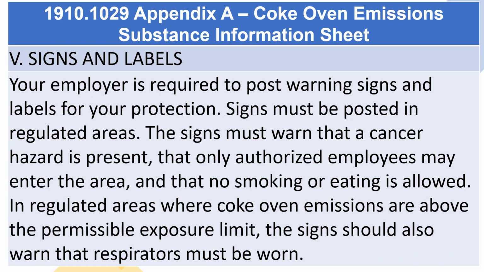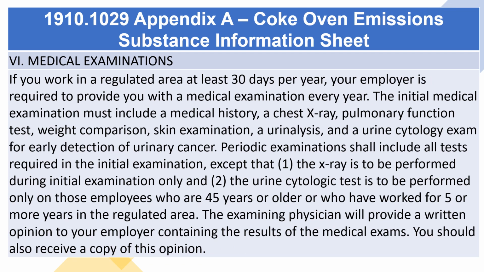5. Signs and labels. Your employer is required to post warning signs and labels for your protection. Signs must be posted in regulated areas. The signs must warn that a cancer hazard is present, that only authorized employees may enter the area, and that no smoking or eating is allowed. In regulated areas where coke oven emissions are above the permissible exposure limit, the sign should also warn that respirators must be worn.